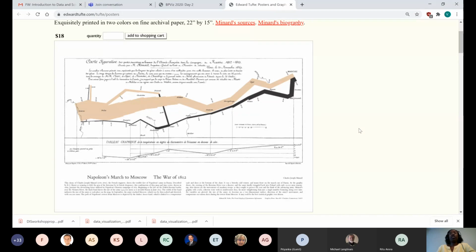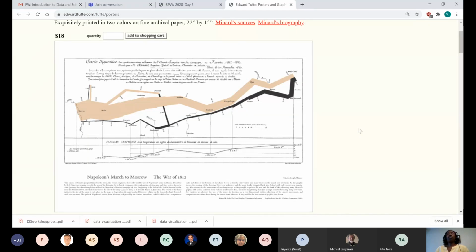And again, the thickness of the line indicates the size of the army. As it moves from right back to left, it gets thinner and thinner. And so again, that indicates the size, that there has been tremendous loss in the size of the troops. And so once they return back to where they started from, you can see a significant difference in the size of the army from when they started to when they returned.